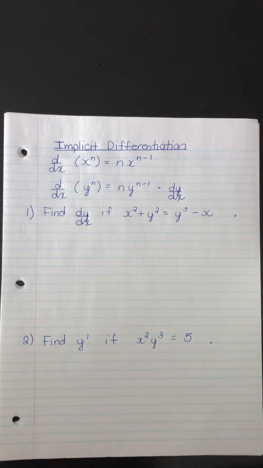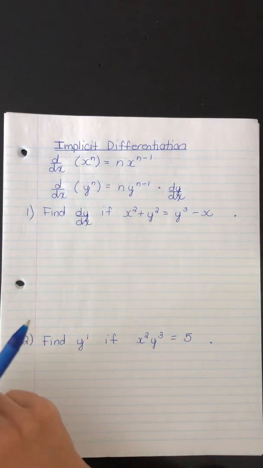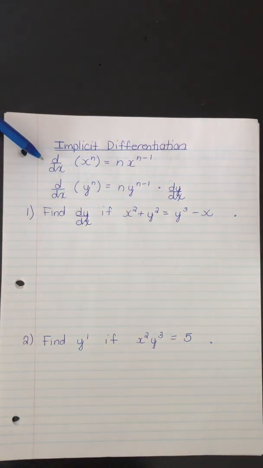With implicit differentiation, you do not need y to be isolated in the equation in order to find the derivative dy by dx or y prime. And the two main formulas are listed here at the top. And these are not new to you.